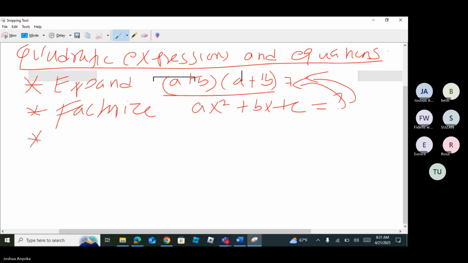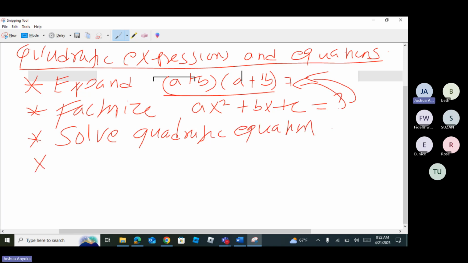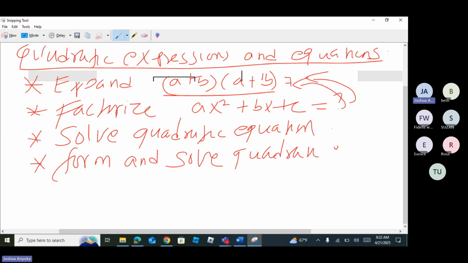Number three, I want us to know how to solve a quadratic equation by factorization method, by formula, by completing the square. We are supposed to know how we form and solve quadratic equation.